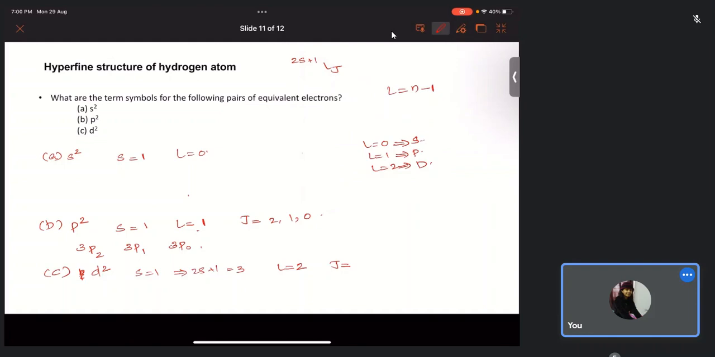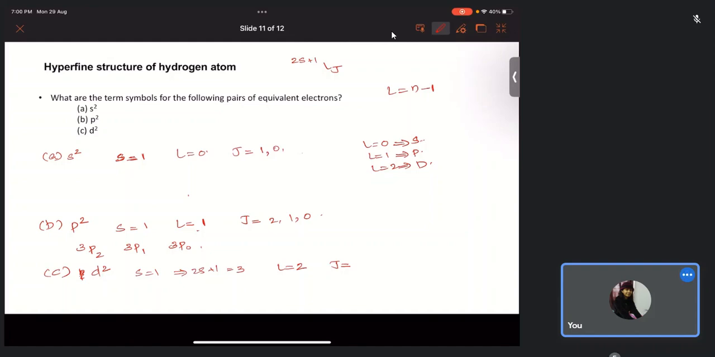So let's first look at the first case, where you're looking for the term symbols associated with the s2 configuration. In that particular case, S is equal to 1, L is equal to 0, and your J is going to be L plus S, which is 1, and L minus S, that is 0.